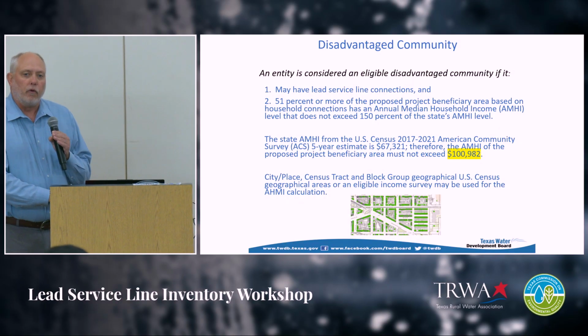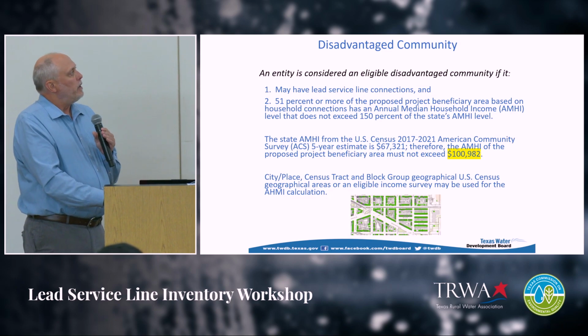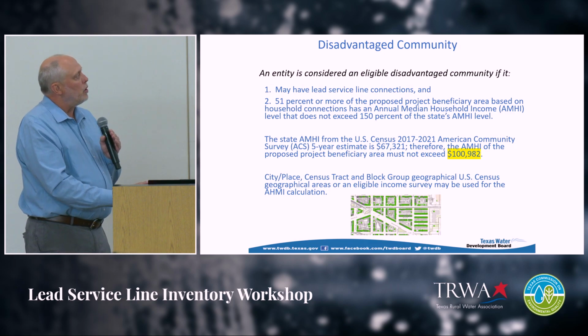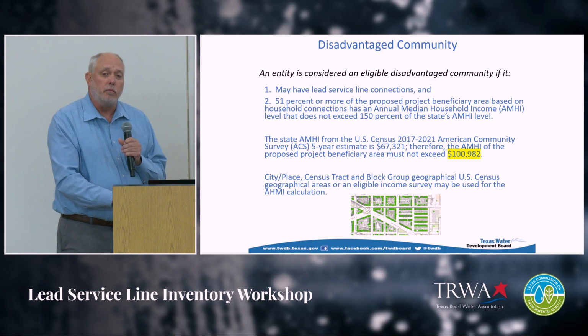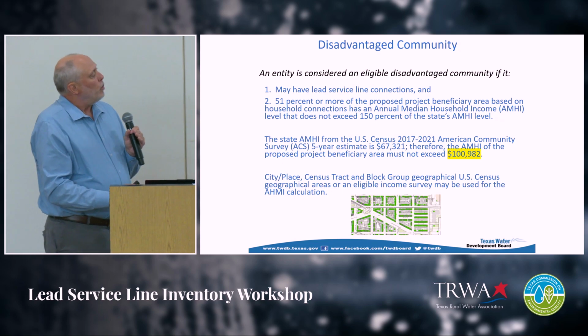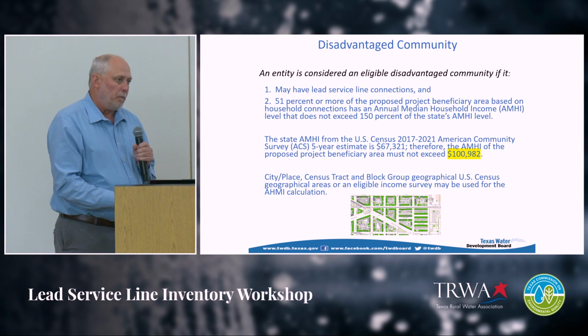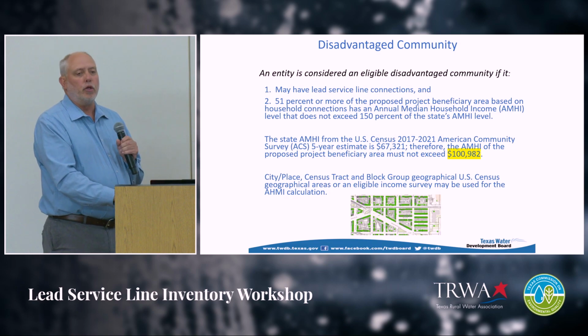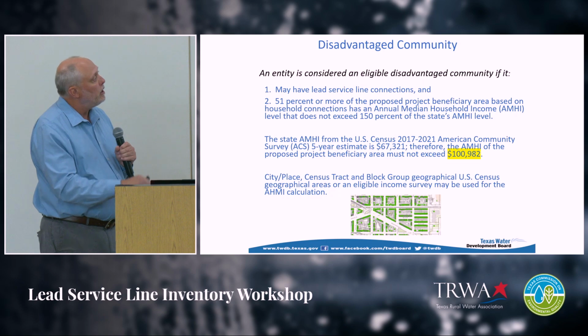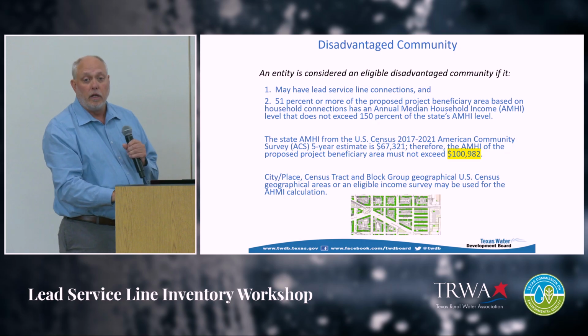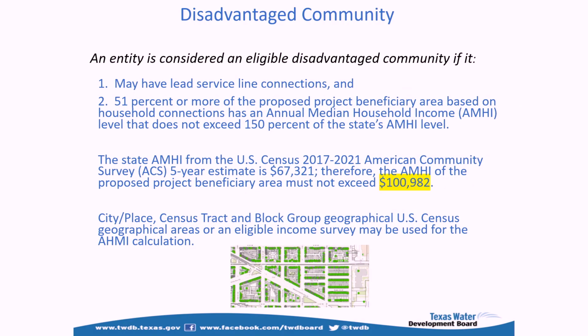What makes you eligible for the grant or principal forgiveness? There's a lot of different criteria that we use. One of the biggest ones, though, is if you're considered a disadvantaged community. And what does that mean? We use U.S. Census data for annual median household income for your community. If you go to the U.S. Census Bureau's website, you can find your community name listed there, and it'll have your annual median household income identified. We're using the 2017 through 2021 American Community Survey. That's the most recent census data that's available.